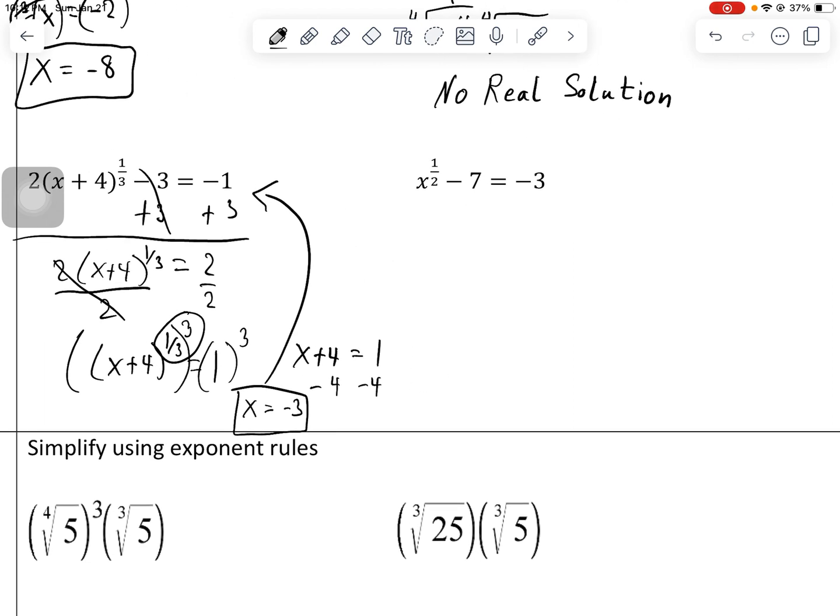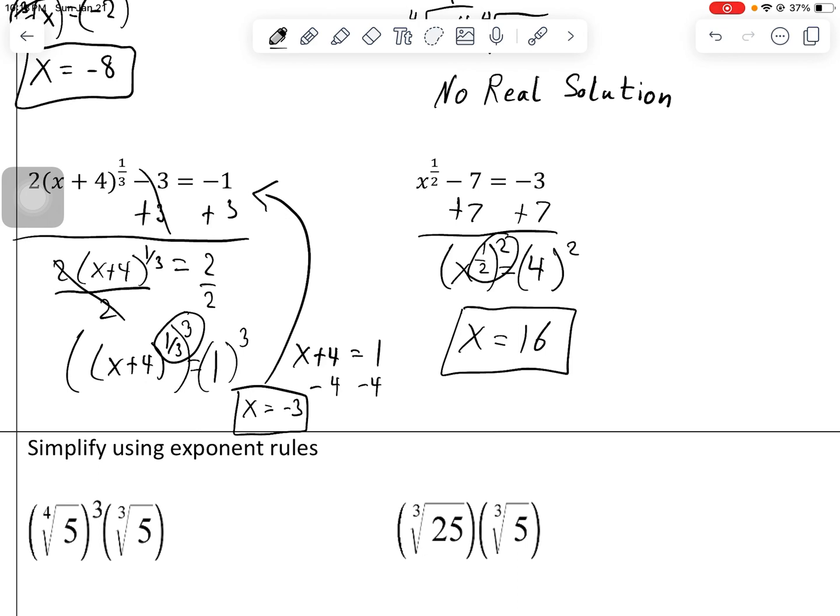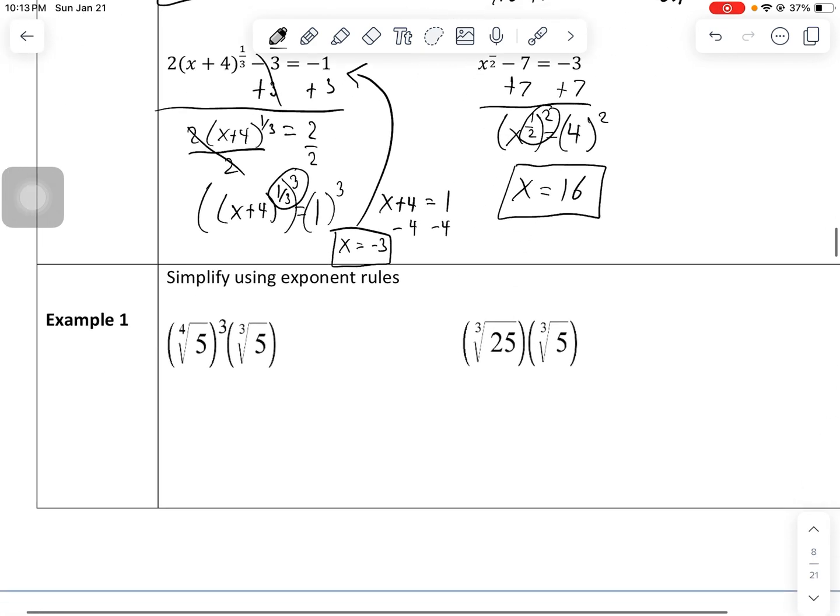Last one, x to the 1/2 minus 7 equals -3. We're going to add 7 to both sides. We want to get that x part by itself. We get 4. And then the opposite of taking something to the 1/2 power is to square it, because that's going to create our exponent of 1, which is what we want. 1/2 times 2 is 1. So then this side would be 16. Then our answer is x equals 16.